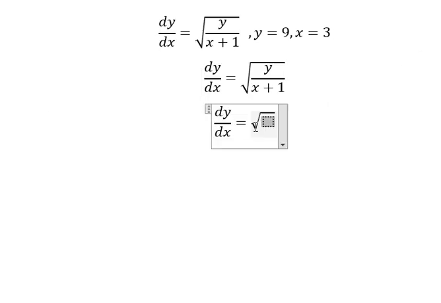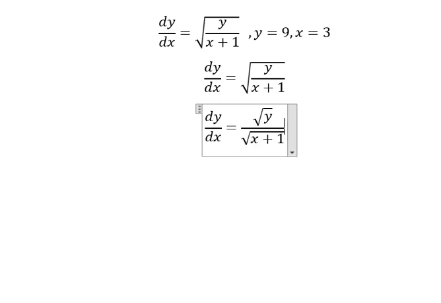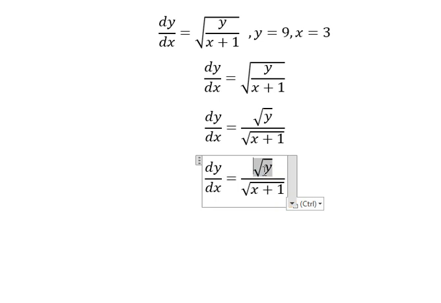This one I can put into the square root of y over the square root of x plus 1. Next, I will put this one go to the left, the x go to the right.